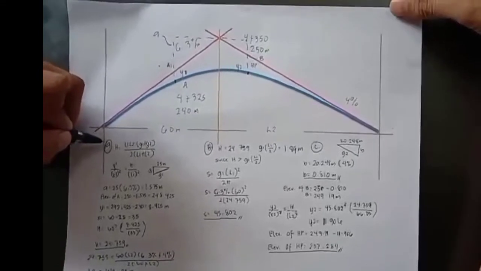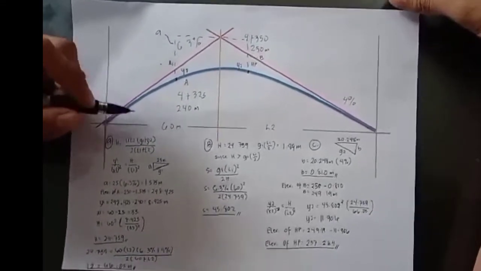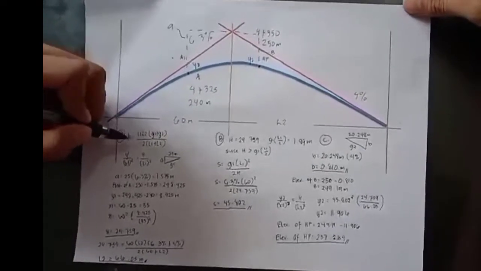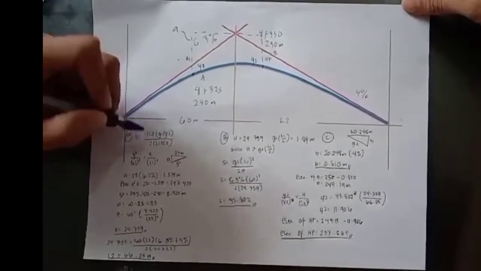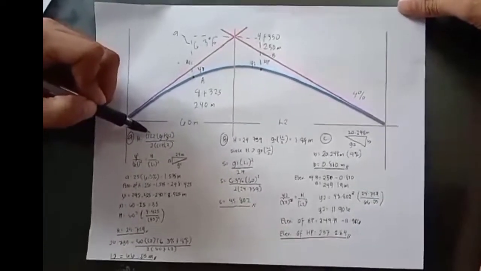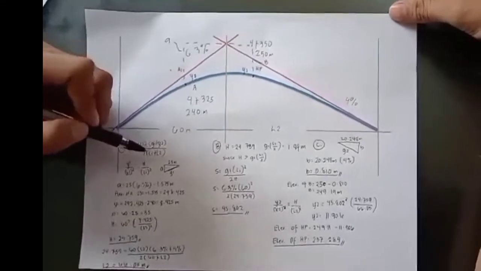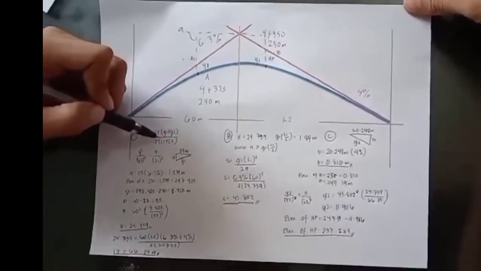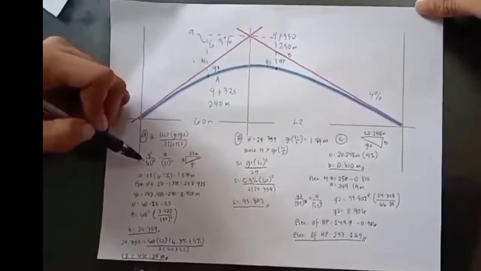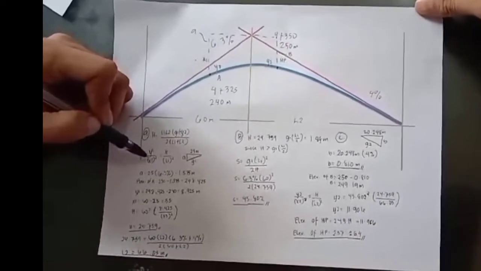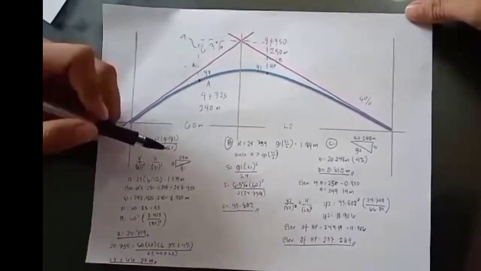So, letter A, we're looking for L2. So first we need to get the H. So H is equal to L1 multiplied by L2 multiplied by G1 plus G2 over 2 multiplied by L1 plus L2. So Y1 over X1 squared equals H over L1 squared.